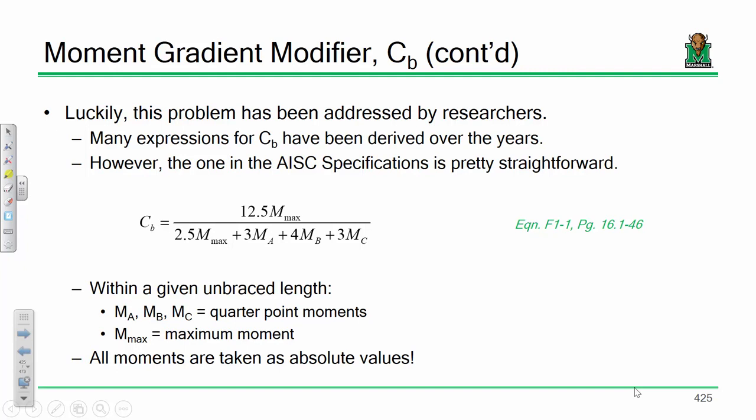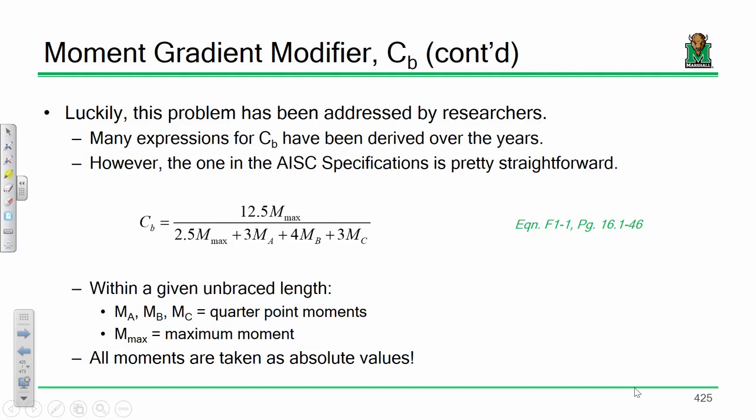Mmax, the absolute maximum bending moment that we get along a single segment. It could be within the segment, it could be at the ends, it could also be one of these values, it could be anything, okay? The MA, the MB, the MC, and the absolute maximum moment across that entire segment. Another thing about C sub B calculations: these four values are always taken as absolute values. So if you have positives and negatives, you always take the absolute value, okay?